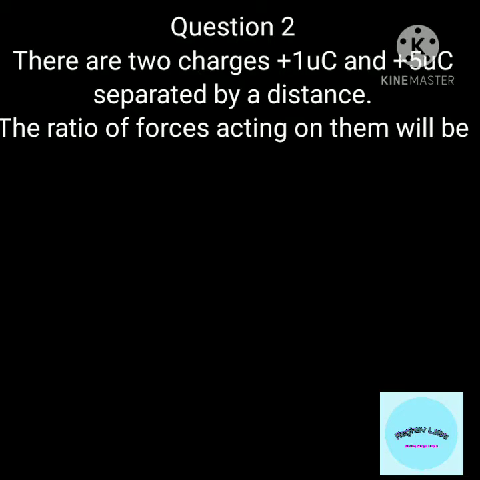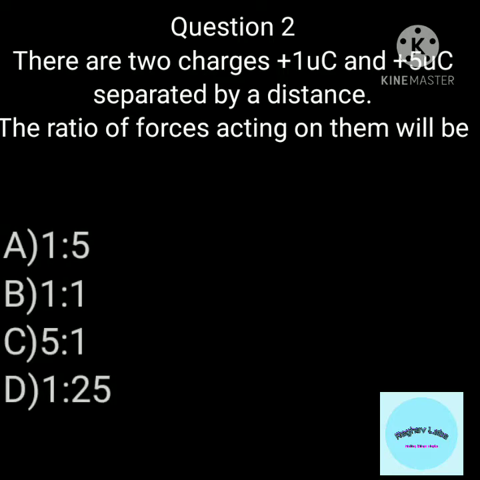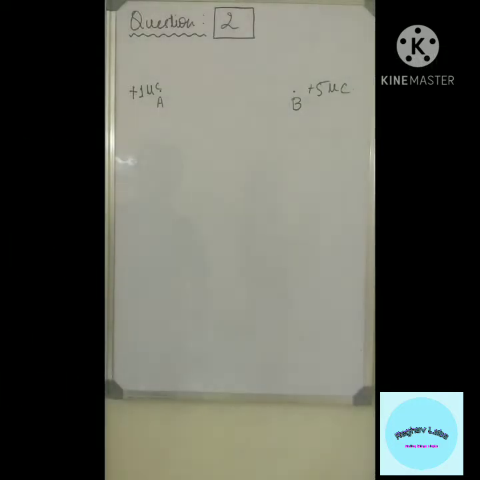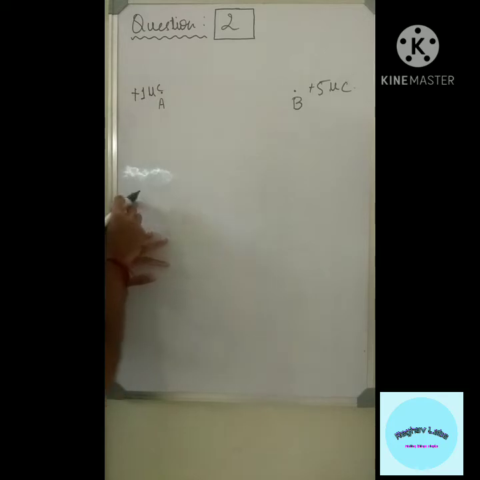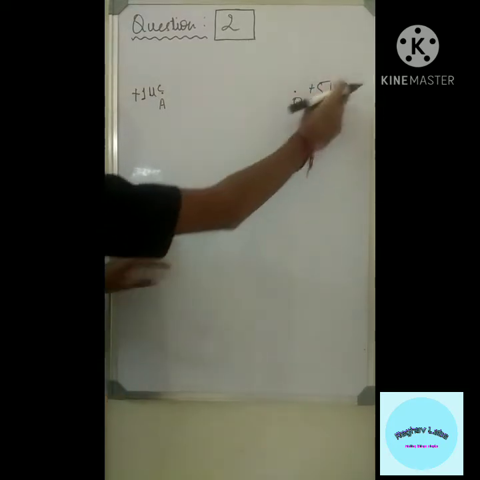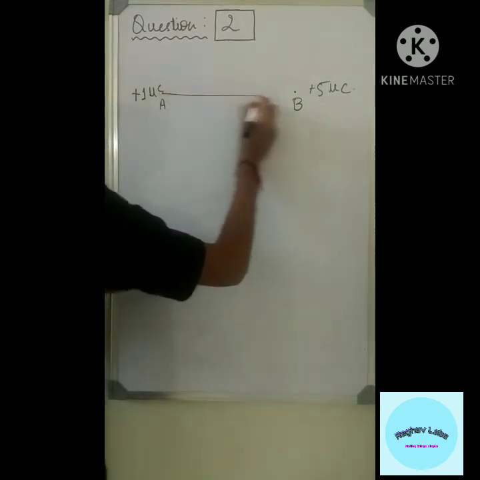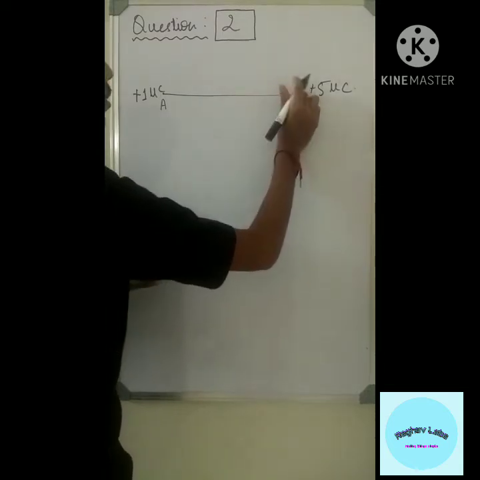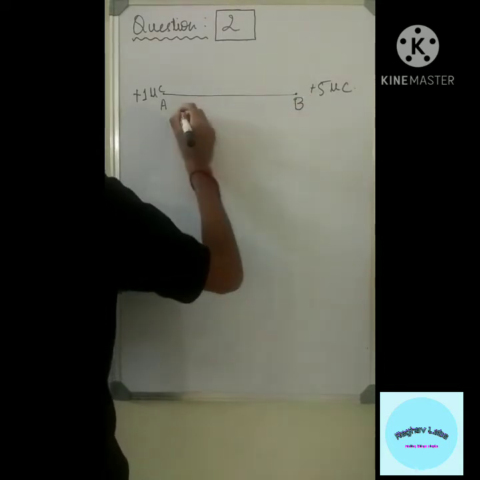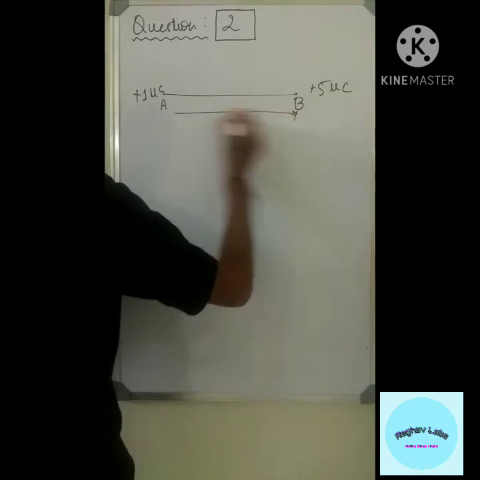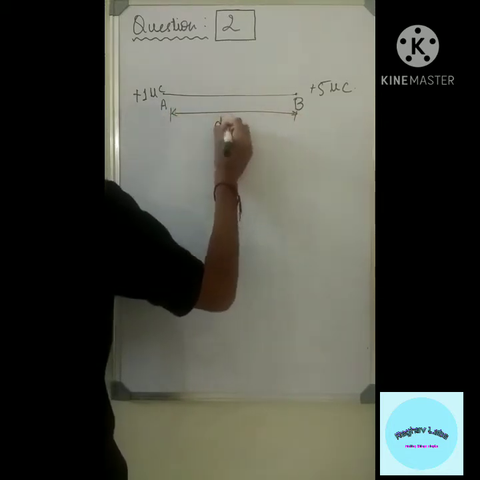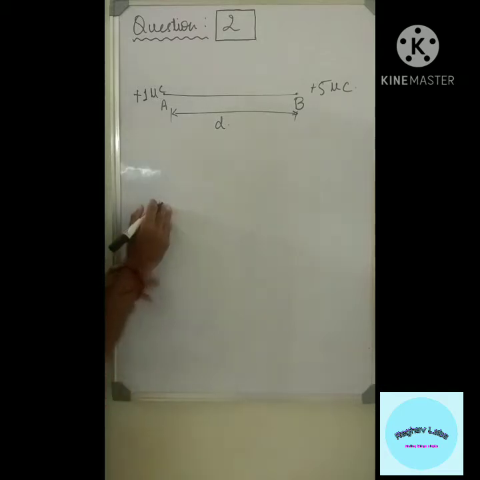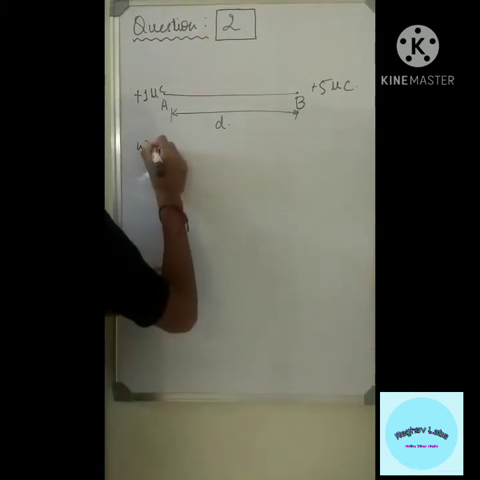Fine. Now there are two charges, 1 microcoulomb and plus 5 microcoulomb, which are separated by a small distance. The ratio of forces acting on them will be, see, we have two charges plus 1 microcoulomb and plus 5 microcoulomb, which are separated by a distance. Consider one charge to be at A and the other to be at B. d is the separation between the two charges.